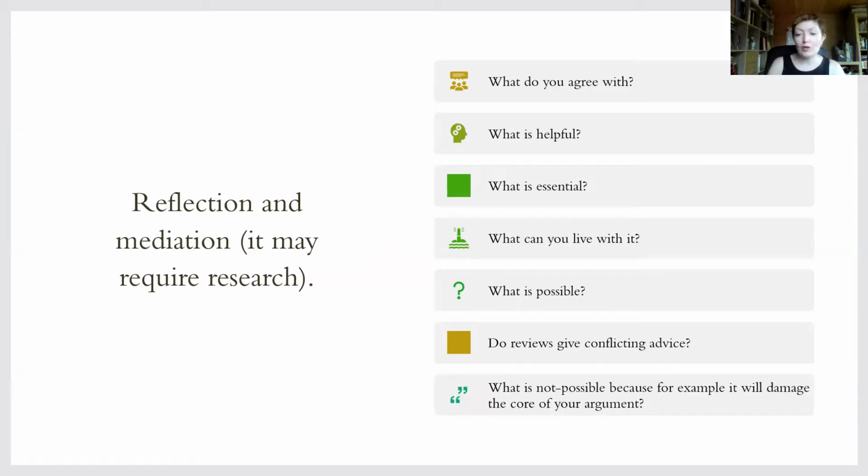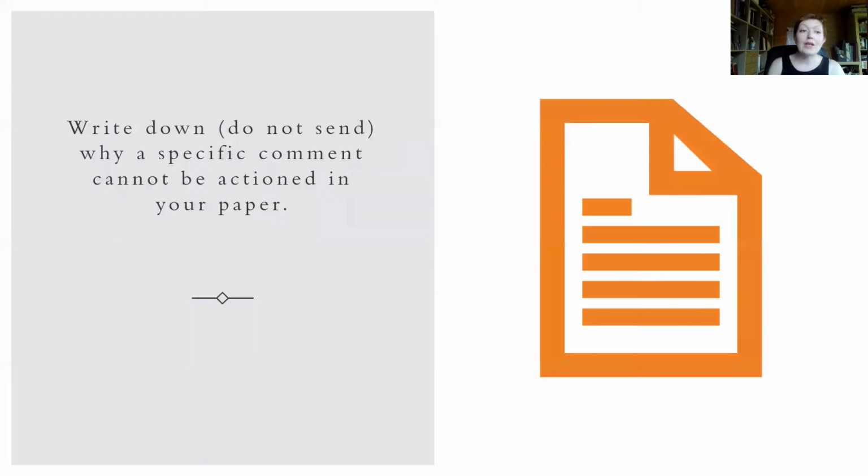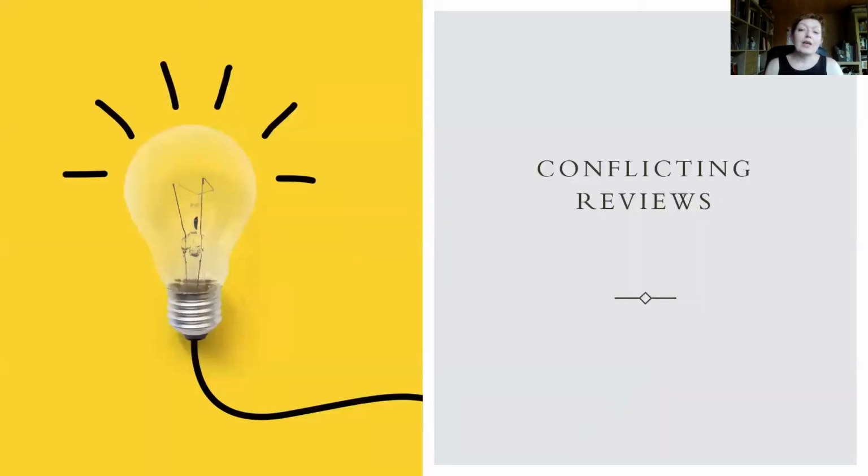What is not possible? Because, for example, it will damage the core of your argument. Write down why a specific comment cannot be actioned in your paper. Write it down, just for now, for whatever reason, and it may change. Then think about the conflicting reviews. So sometimes the conflict will be between the editor's recommendation and one of the reviewers, in which case you always go with the editor.